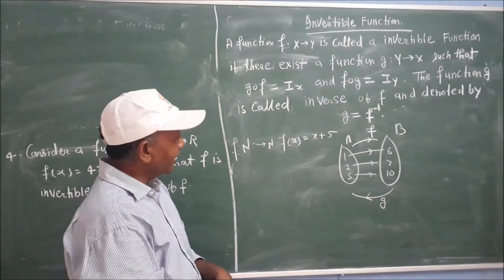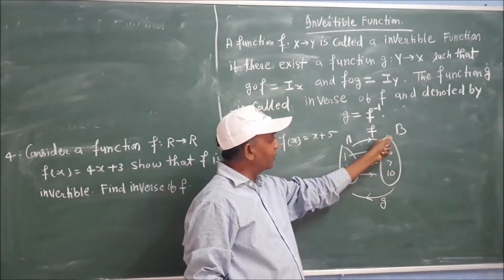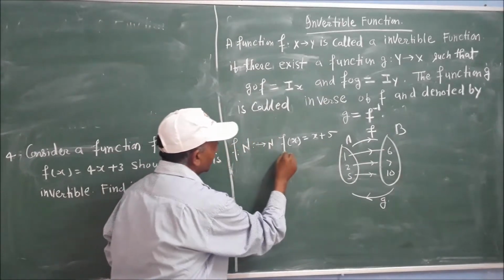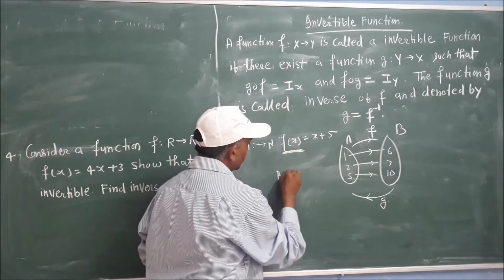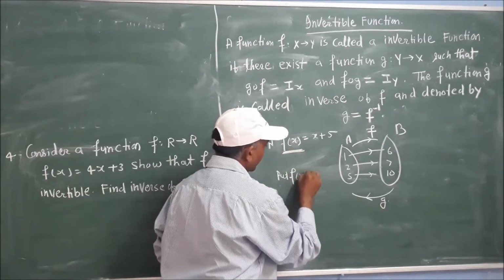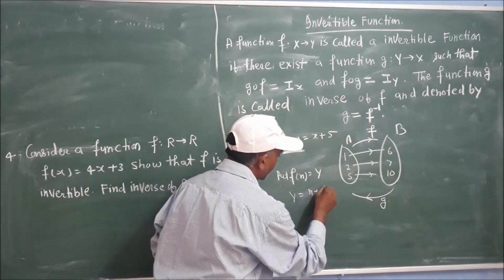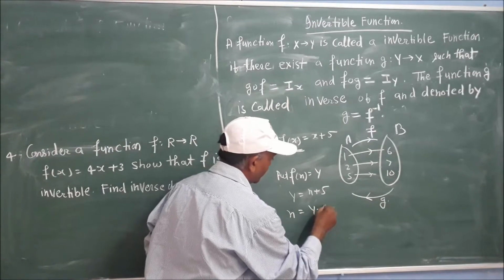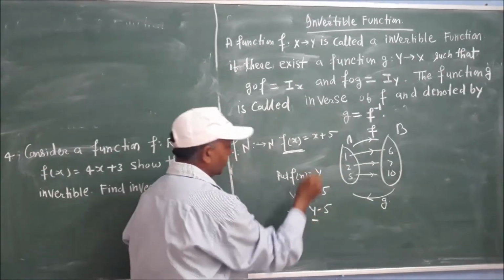We have to find the value of g through which for every element of B we can get A. So if you write here the input of f(x), you put f(x) is equal to y, then this function can be written as y is equal to x plus 5. So what is the value of x? x will be equal to y minus 5. And here put all the values of y, you will get the value of x.